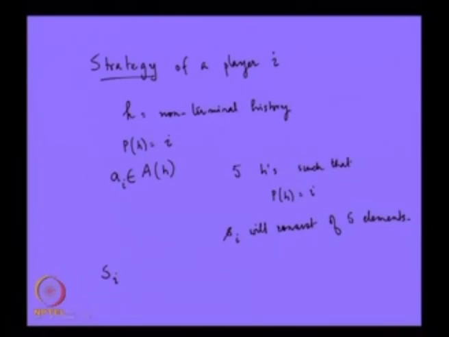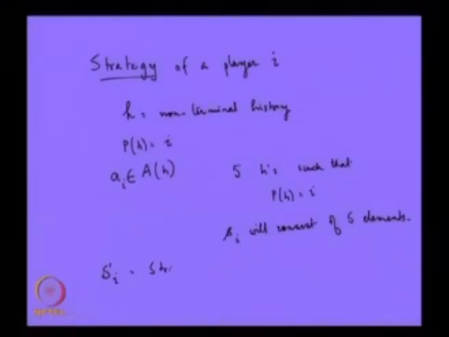There could be many strategies of a particular player. If we club all these strategies together, if we make a collection of them, then that collection or set will be denoted by capital S_i, and this will be called the strategy set of player i.